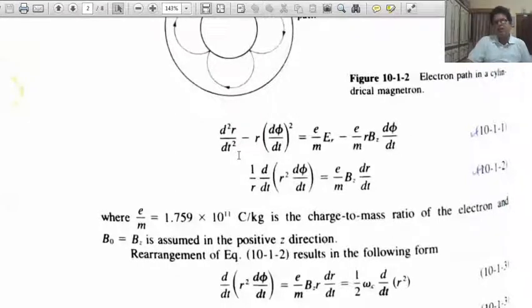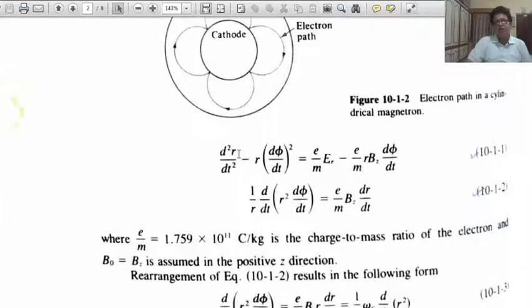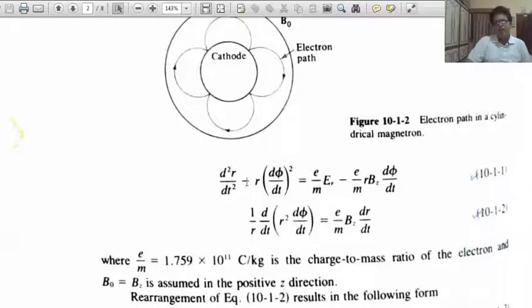This equation is written in cylindrical coordinates r, phi and z. So it can be written as, this is converted into, we know that the equation for force is F equal to Fe plus Fb. Fe is eE, plus Fb is eV cross B.